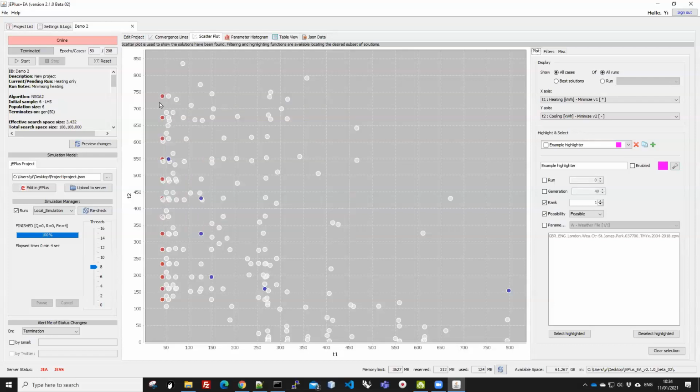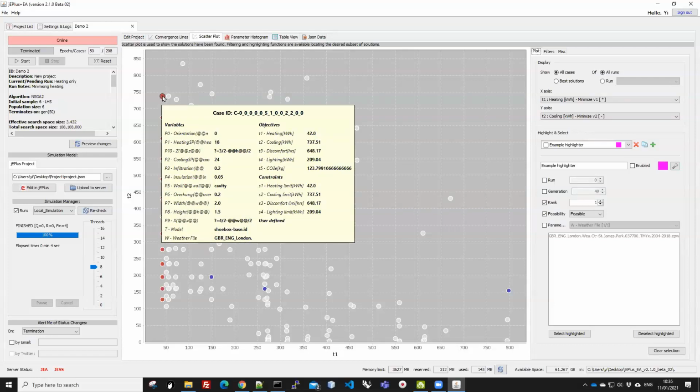So let's look at this one. You can see P0 is orientation. It has a value 0, right? So that's due south, and P1 is the heating set point. That has a value 18. That's the lowest heating set point we have specified in our project. And P2, which is the cooling set point, is 24 in this case.